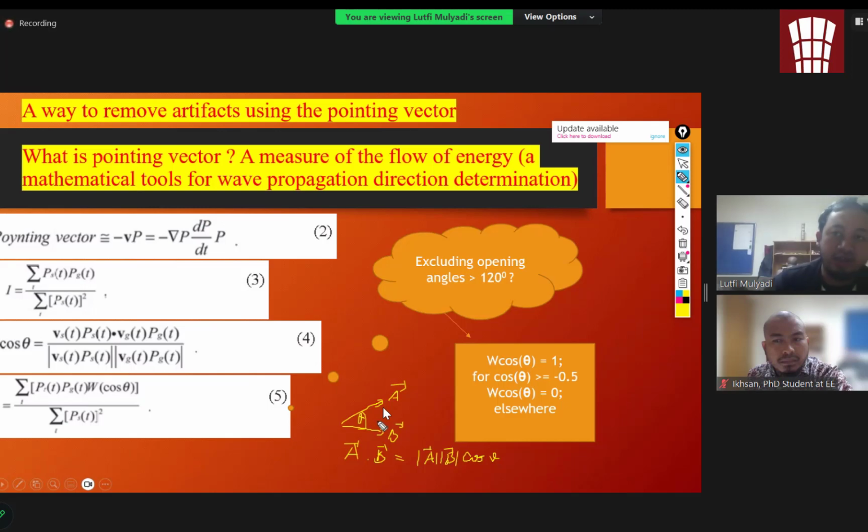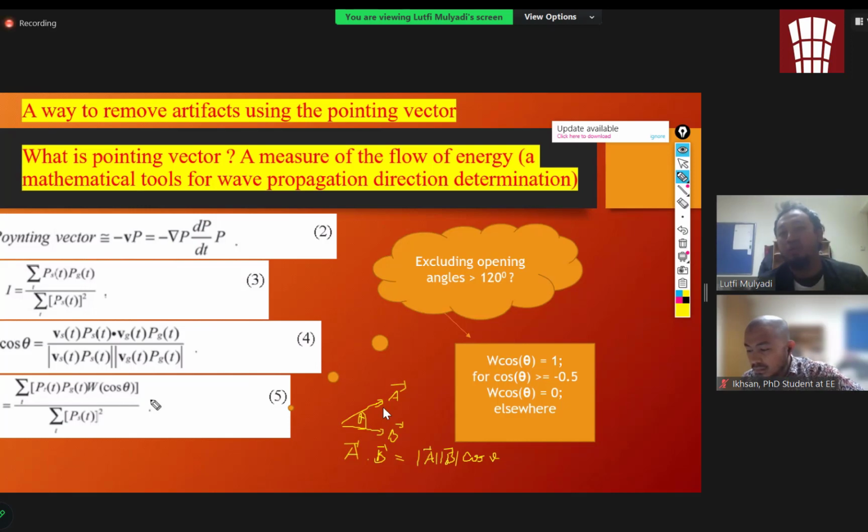It's the same example, but now the Poynting vectors are not A and B; they are vectors that are just given different names. Here A is Vs times Ps and B is Vg times Pg. In the end, we have the weight times the cosine of angle theta.